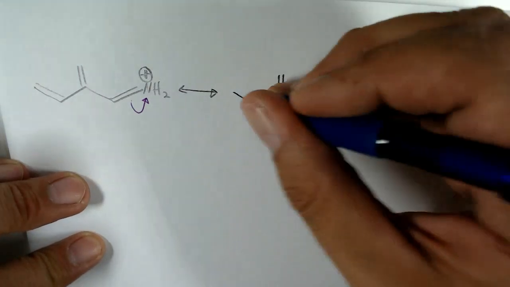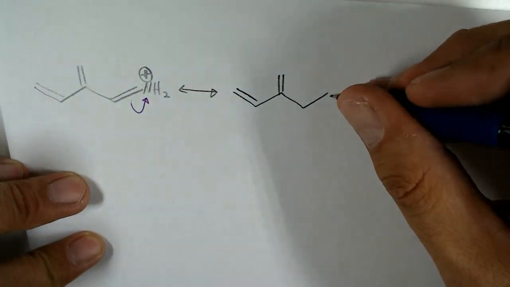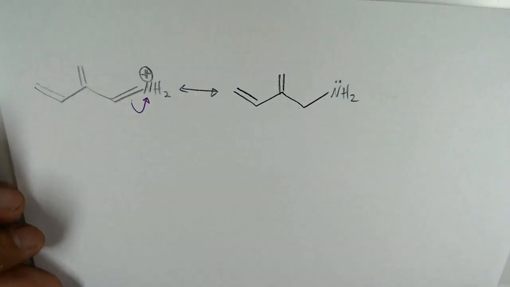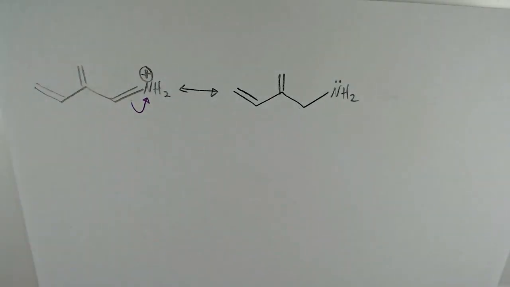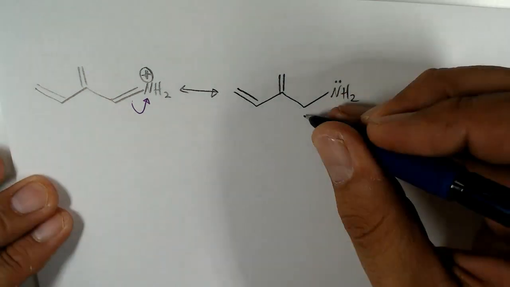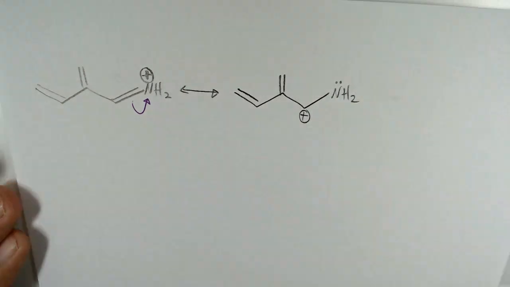So once again here, the basic structure remains the same. This NH2 now has a lone pair, giving it a zero formal charge. The carbon that used to have the double bond is now positive, because now it only has three bonds to it.